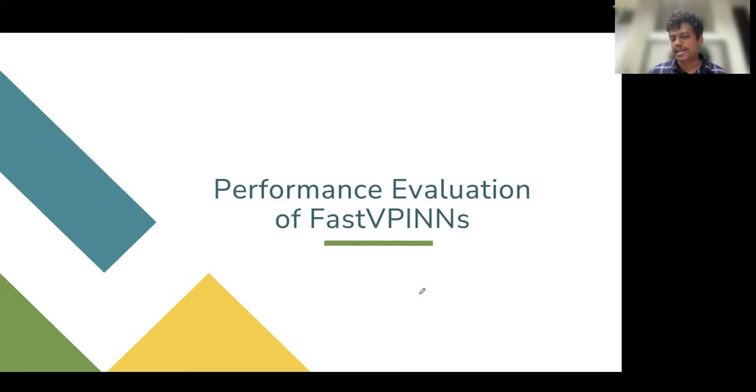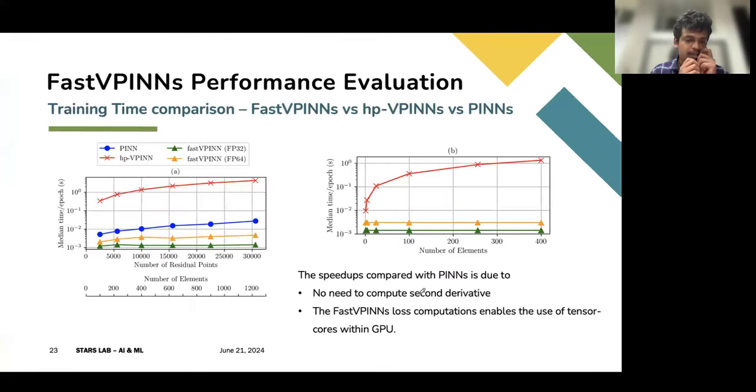Now we decided to evaluate FastVPINNs in comparison. The left-hand side plot that you see is something called local conservation, which means each cell has a fixed number of quadrature points, and you keep increasing the number of elements along your x-axis for variational PINNs. Similarly, the number of quadrature points will also increase because the number of quadrature points per cell is fixed. The blue line is the result from NVIDIA Modulus. So we decided to use the NVIDIA Modulus library as a comparison for this particular problem.